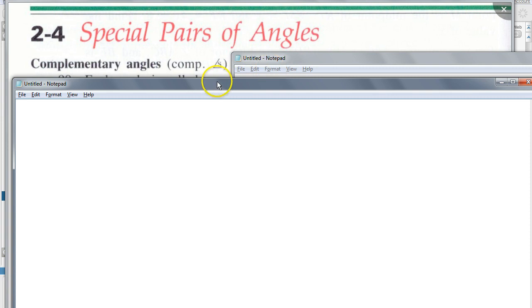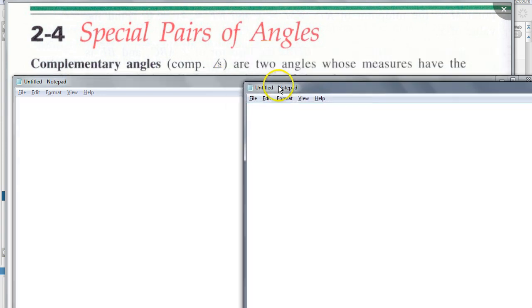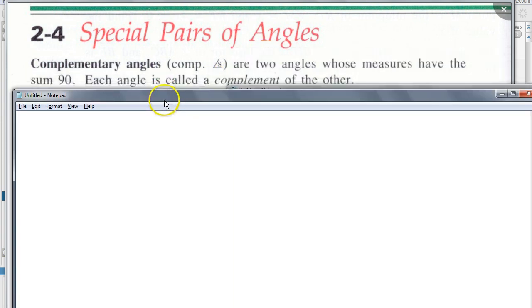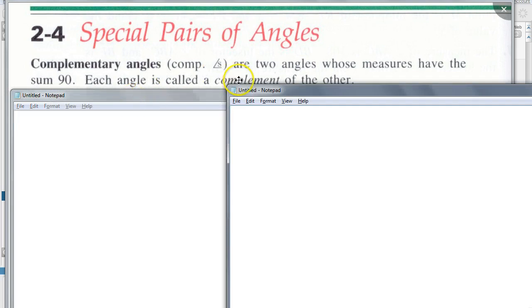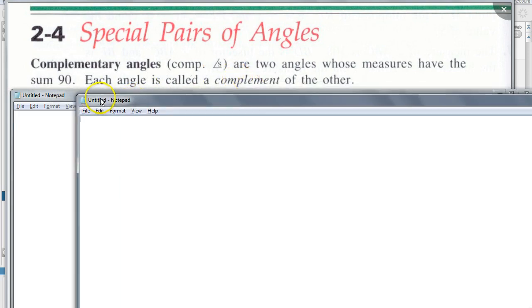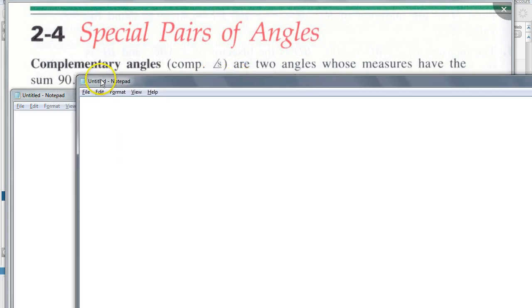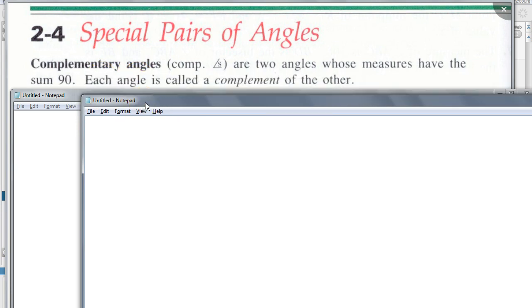So complementary angles, as I said before, are two angles whose measures have a sum of 90. Yeah, write it once. This is a definition right here. And a little bit more of that. Each angle is called a complement of the other. Okay, so write this down. I'll wait.